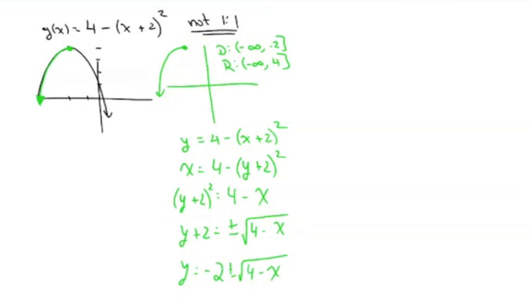Now, the domain of this function is the range of this thing up here. So the domain of this thing is negative infinity to 4. We want the range to be negative infinity to negative 2. You have to take the domain and range and switch them.